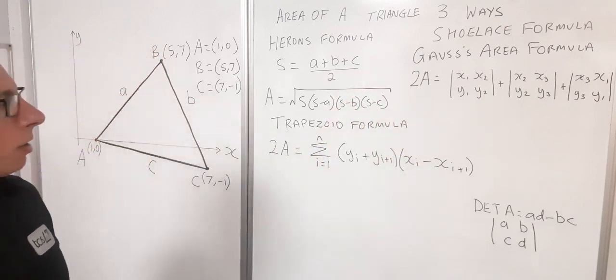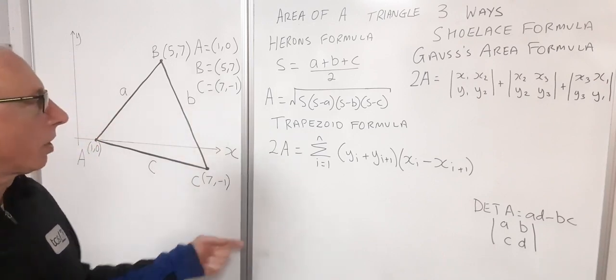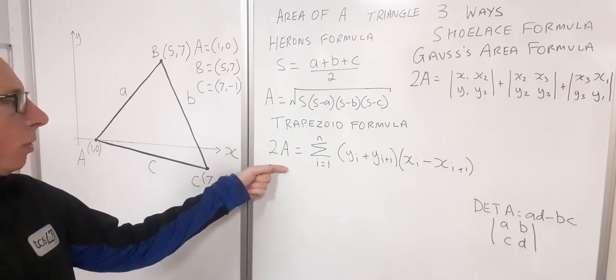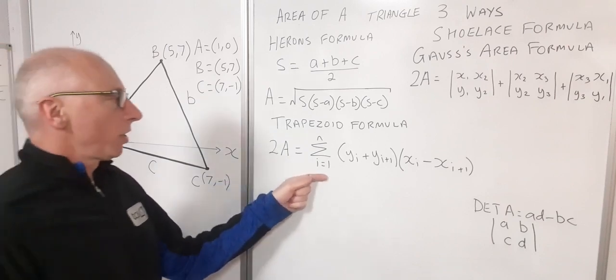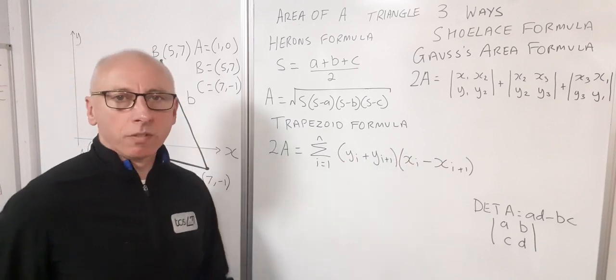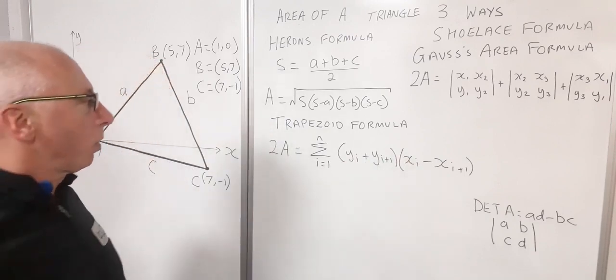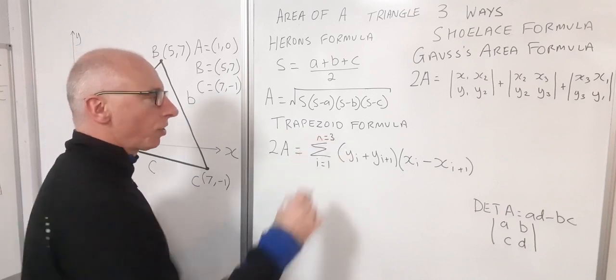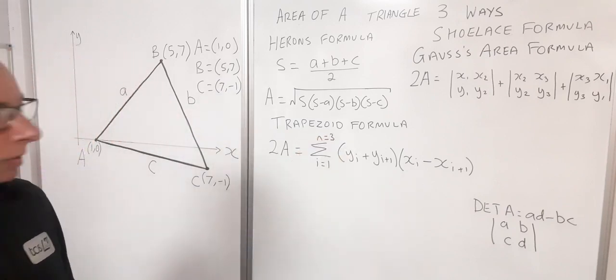Okay, so let's calculate one of these first. Let's have a look at this trapezoid formula first. So 2a equals the sum of these calculations here. Let's work that out. So i equals 1 to n. Well, n is 3 in the case of a triangle.